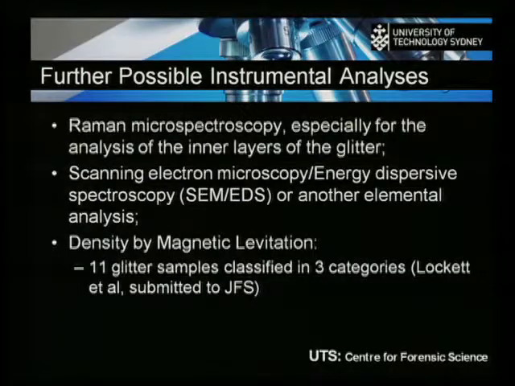And I had the information from Bob Blackledge that there is a paper submitted about a technique which works on density, trying to analyze the density of small particles, such as glitter, amongst other things, using a technique called magnetic levitation. In these experiments, they found that from 11 glitter samples, they could classify them into 3 categories. So again, you can see that there is a huge polymorphism for this type of material.